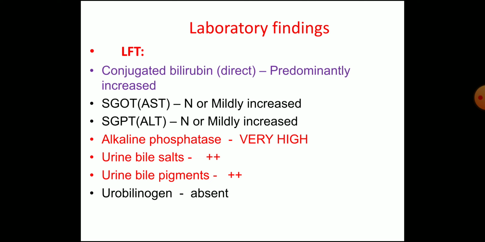Then urine bile salt and bile pigment, both will be present. Bile pigment means the bilirubin will be present. That is, you have done the test like Fouchet's test, and for bile salt you are doing the Hay's test. Both will be positive in obstructive jaundice, and the urobilinogen will be absent because there is obstruction to the passage of bile to the intestine for excretion through feces or through the urine. So urobilinogen will be absent, bile salt and bile pigment present, and high level of alkaline phosphatase and total bilirubin, in which the majority will be direct acting, that is conjugated bilirubin.